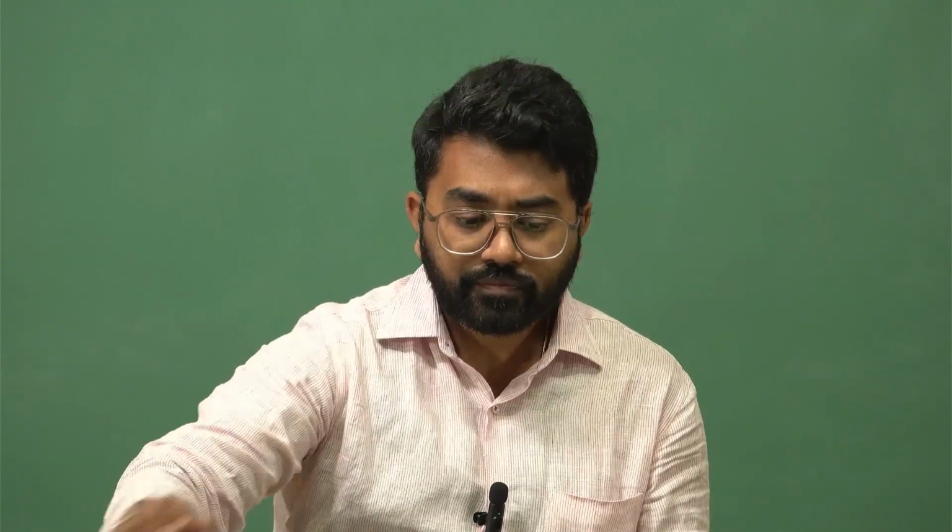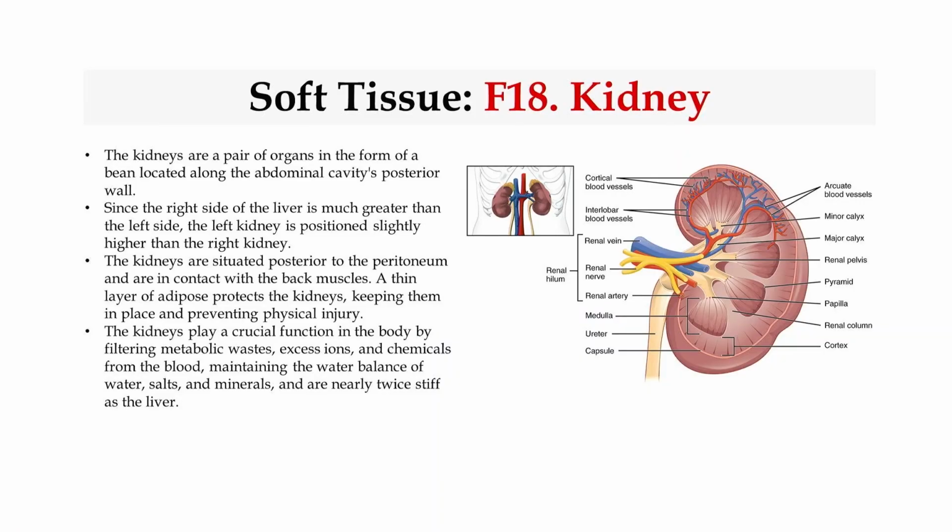Let's go further. The next soft tissue is the kidney. The kidneys are a pair of organs in the form of a bean located along the abdominal cavity's posterior wall, right? So these are all part of the abdominal region, and kidneys, as we know as a whole, are very important components of our body. Since the right side of the liver is much greater than the left side, the left kidney is positioned slightly higher than the right side kidney, right?